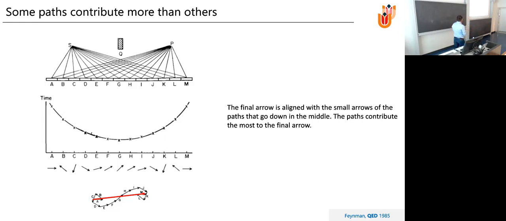And then we saw that the arrows in the middle here, corresponding to the light taking the shortest path, contributed most to this final arrow. So even though all possible light paths from S to P were taken into account, only the ones that you would expect, going straight through the middle, contributed most.